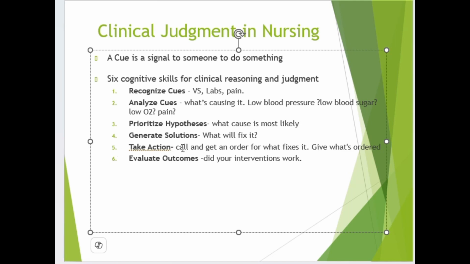All right, so take action. That is calling the doctor and getting your orders, right? So call and get orders for whatever's going to fix it, right? Pain meds, anxiety meds, right? Maybe just an EKG. You want to see if it's cardiac, right? Chest X-ray. Maybe you think the pneumonia's getting worse. Say what you think you will need to find out if this patient's getting worse, if things are going downhill, right?